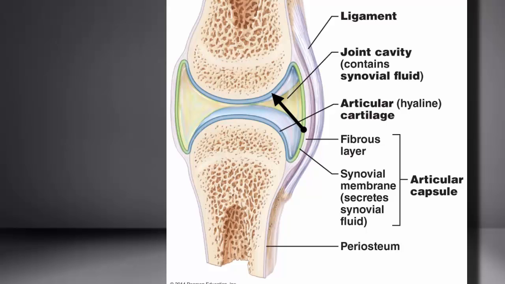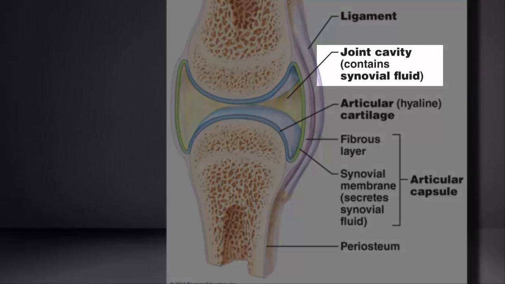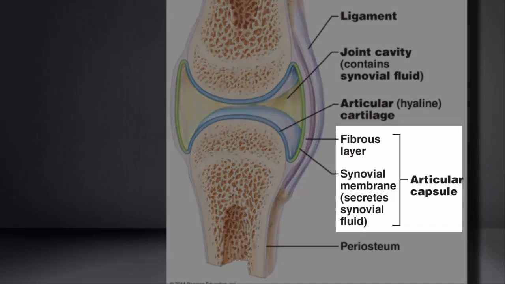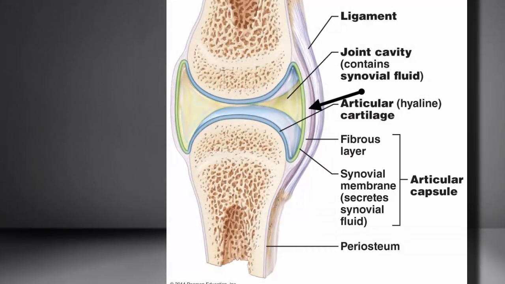The space in between the bone surfaces is called the joint cavity, and this cavity contains a small amount of synovial fluid. The joint cavity is enclosed by an articular capsule. The capsule is made up of an outer, tough, dense, irregular connective tissue with an inner layer of loose connective tissue and cells called the synovial membrane. It is the synovial membrane that produces the synovial fluid.